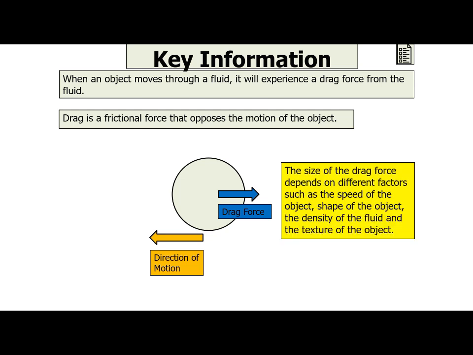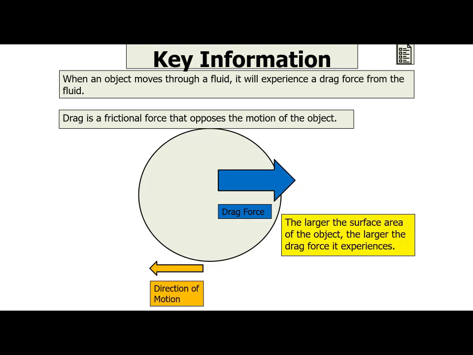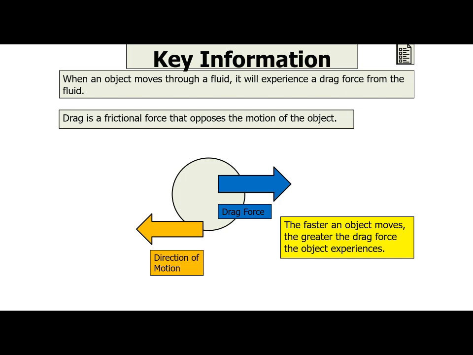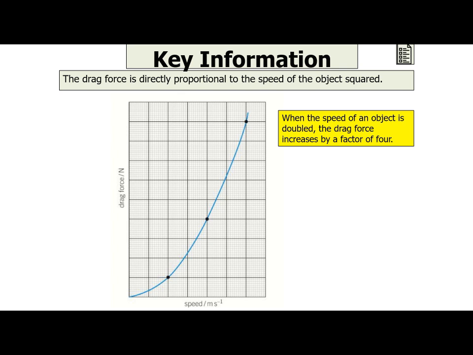Now the size of the drag force depends on different factors, such as the speed of the object, the shape of the object, the density of the fluid, and the texture of the object. Now the most important factors are the cross-sectional area of the object and the speed of the object, where the larger the surface area of the object, the larger the drag force it experiences. And the faster an object moves, the greater the drag force the object experiences. Now our drag force is directly proportional to the speed of the object squared. So when the speed of an object is doubled, for example, the drag force increases by a factor of 4.